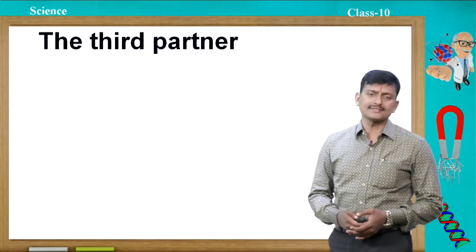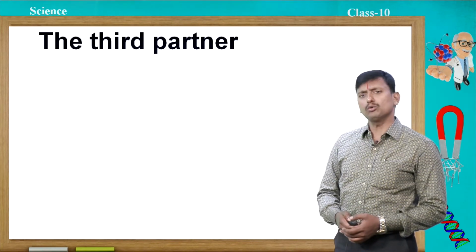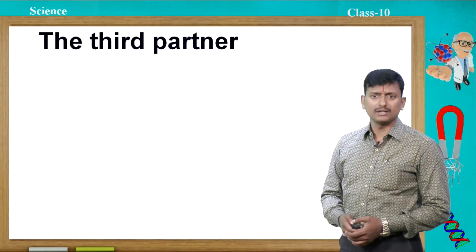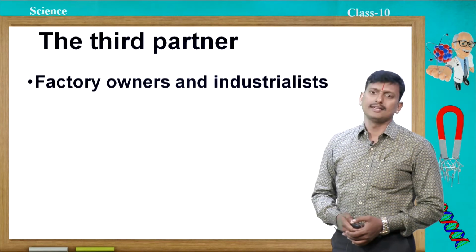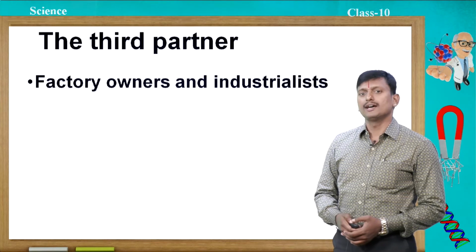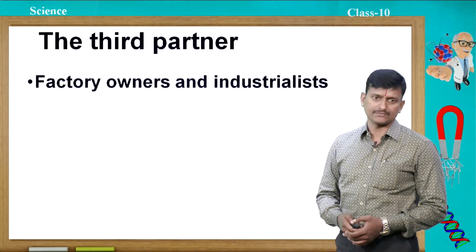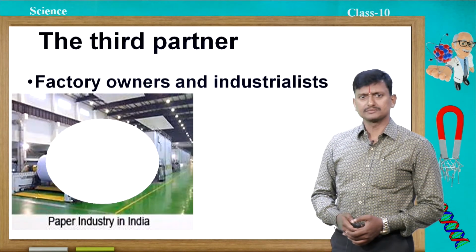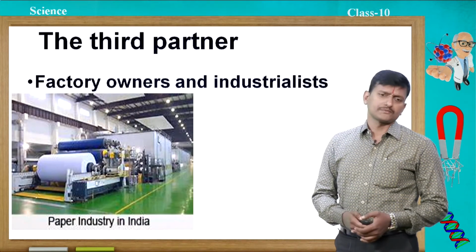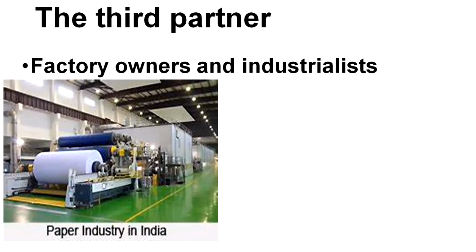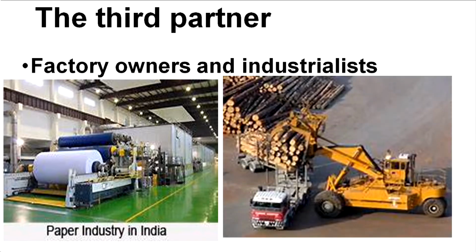Now, let us discuss the third partner. Who is the third partner of our environment? Yes, the factory owners and industrialists are the third partners of this environment. Students, look at the picture. What are you seeing here? A paper industry. For this paper industry, they need a lot of timber for the manufacture of paper.